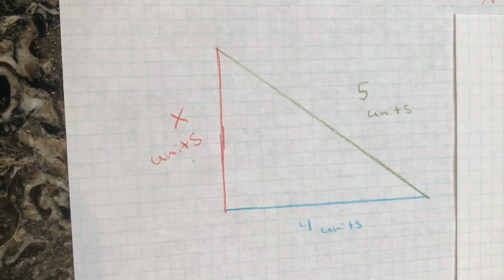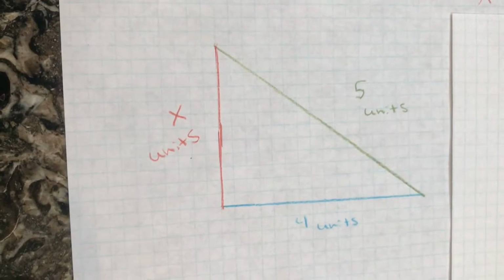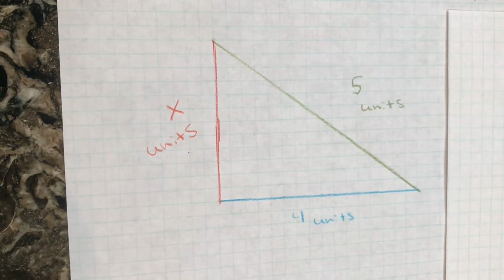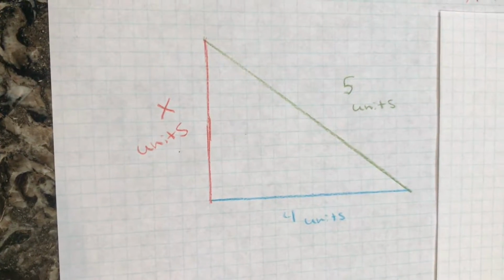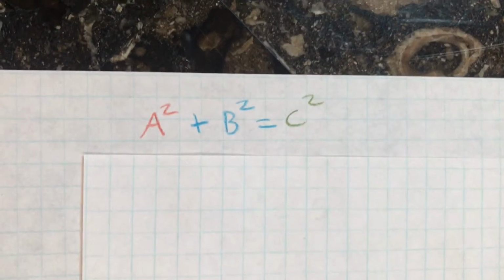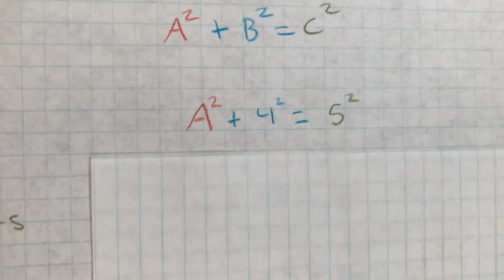The Pythagorean theorem is not only used to find the hypotenuse, though. You can find any leg of the triangle. In this example, we're going to find this leg. You'd still use the same formula, a squared plus b squared equals c squared. You just plug it in a little different. Let's take it down here.